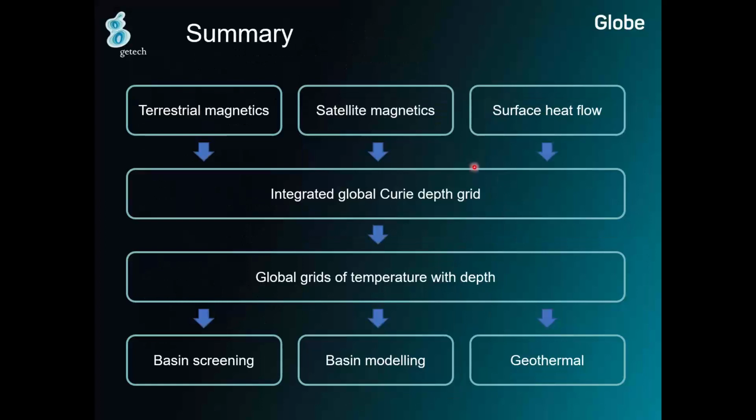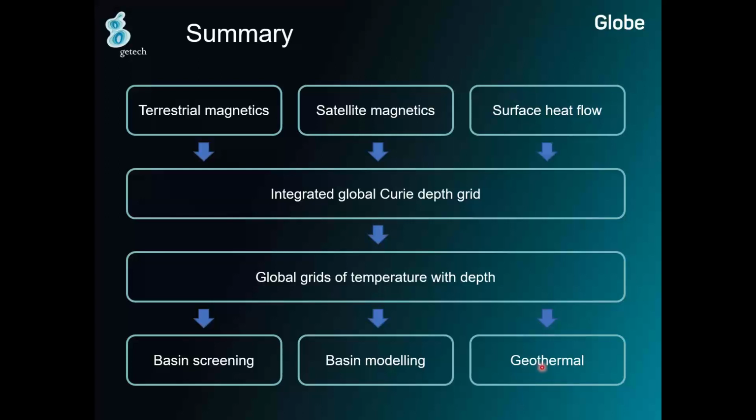So in summary, what we've done in our method, we've combined terrestrial magnetic data, satellite magnetic data, and surface heat flow to give us an integrated global Curie temperature depth. And then we've produced grids of temperature with depth, and we can use those for basin screening, basin modeling, geothermal resource analysis, etc.